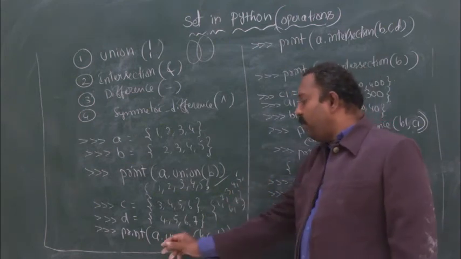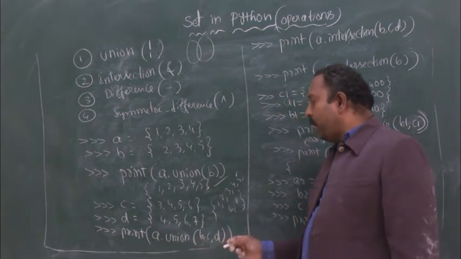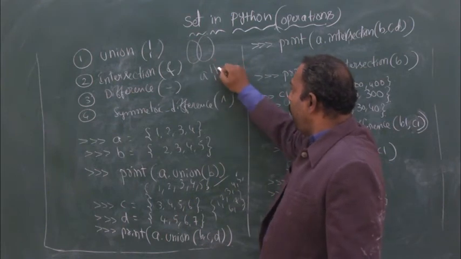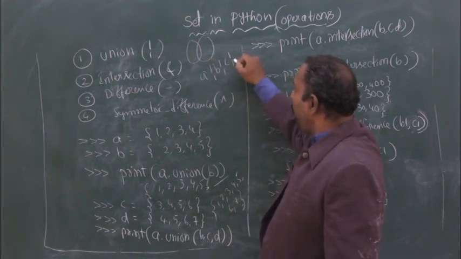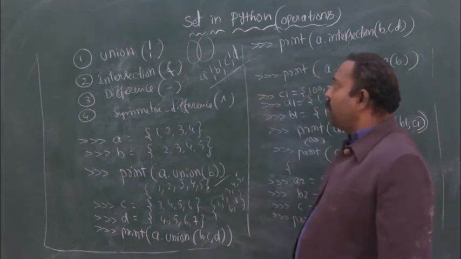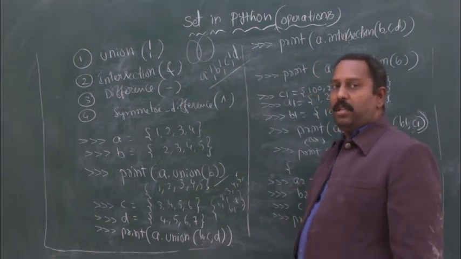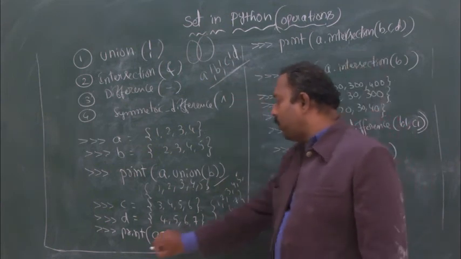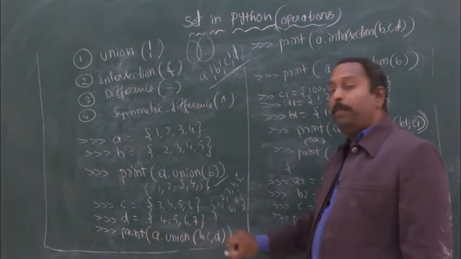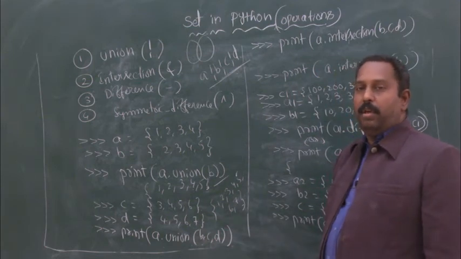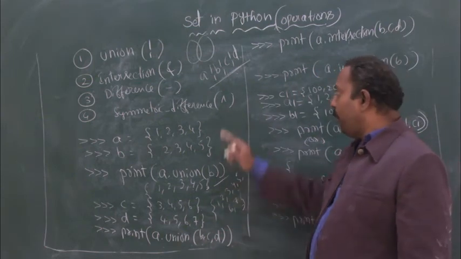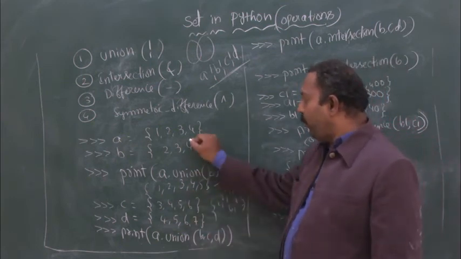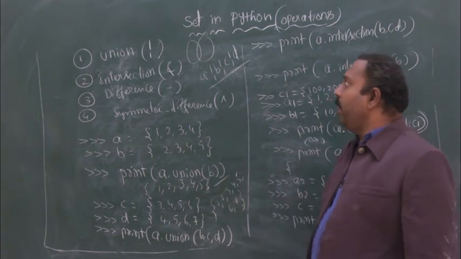So union means you combine A, B, C, D. You can also represent it with the union symbol, A union B, union C, union D. You can also write it like this to combine all the sets. A, B, C, D, four sets I want to combine. Otherwise, you can also write print A.union(B, C, D). Both are the same. In both cases you get the output 1, 2, 3, 4, 5, 6, 7. So this is the union operation.